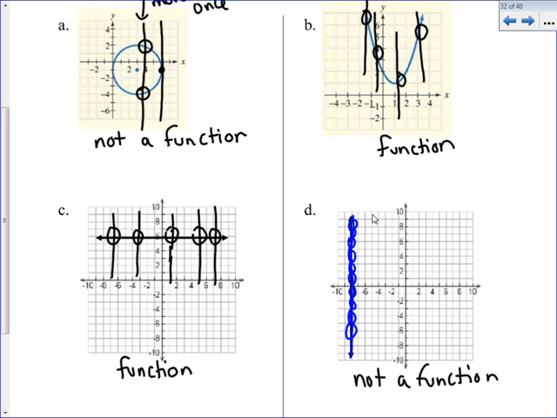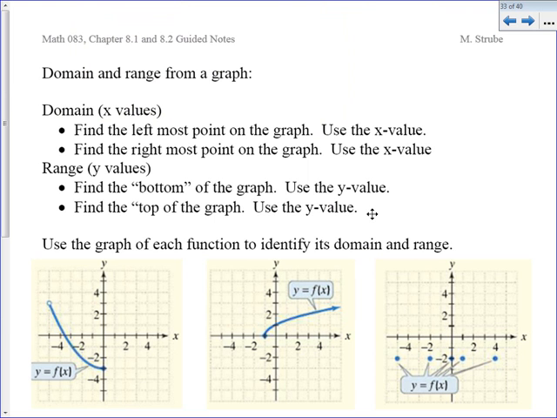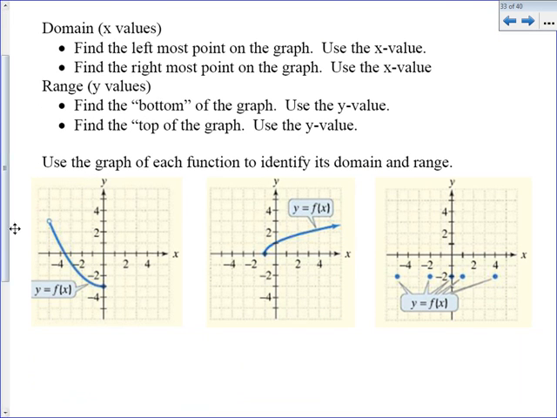Now, domain and range of graphs are a little bit different. When we were looking at the ordered pairs, we had a list of all of the x values that I see in those pairs, and all of the y values. But when I look at a graph, I don't see just this x value, this x value, this x value. Between here and here, for example, there's not just -2, -3, -4. There's also -4.5, -4.6. There's an infinite number of points on that graph.